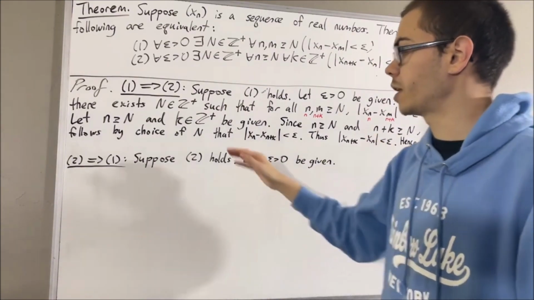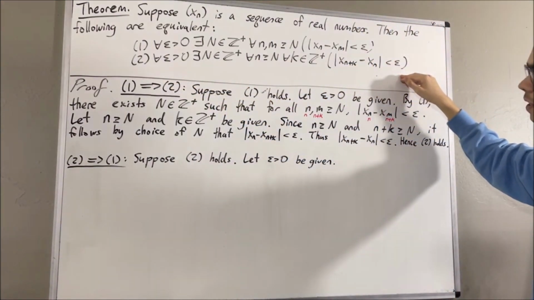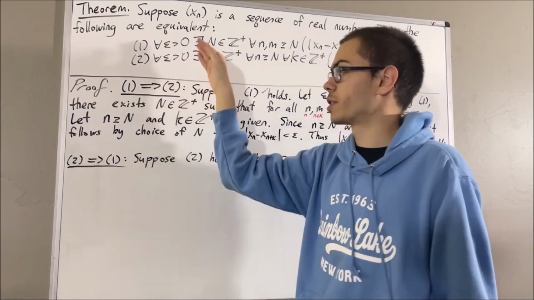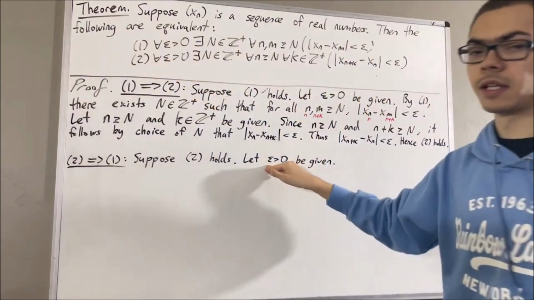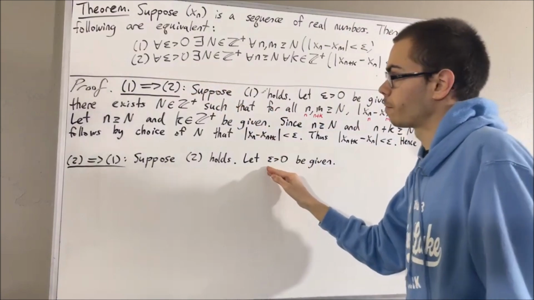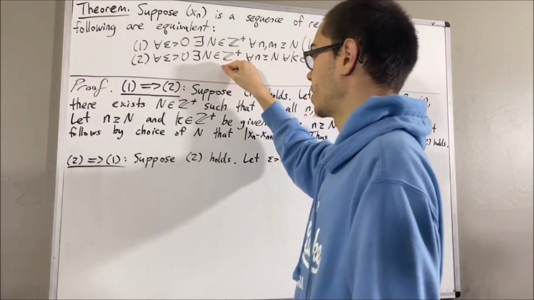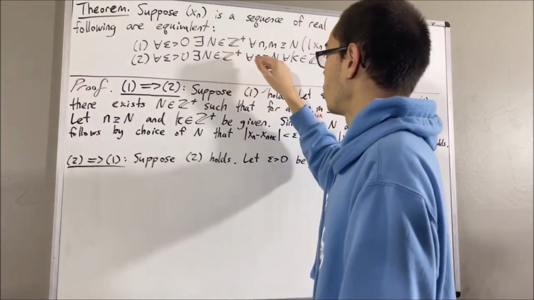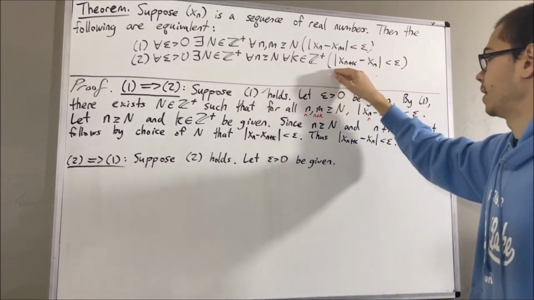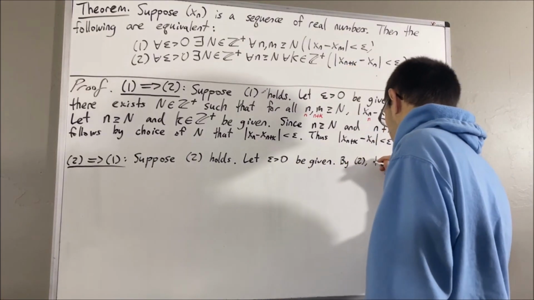Now, since we know that 2 holds, this means we are given that this second statement is true. And this second statement works for every positive real number. So in particular, it must work for the epsilon that we have in our proof. So taking epsilon to be the epsilon we have in our proof, we have that this statement is true. So there exists a positive integer capital N such that for all n greater than or equal to capital N and for all positive integers k, the absolute value of xn plus k minus xn is less than epsilon.